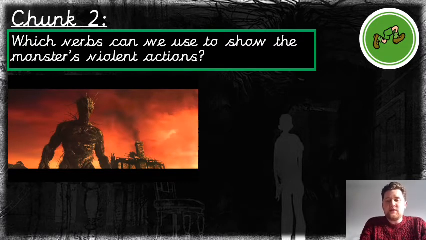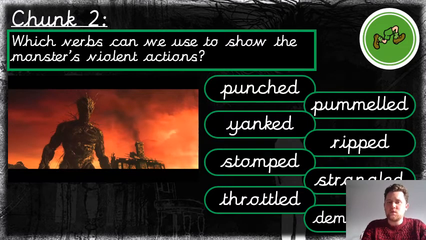So, what kind of actions would the monster perform? It might be things like punch, destroy, smash, crush. I've got some other examples here. Punched, pummeled, yanked, which means pulling something out, ripped, stomped, strangled, throttled, or demolished. So, what I want you to do is pause the video here, and go into your inspiration page and write some of these ideas down if you do that now.